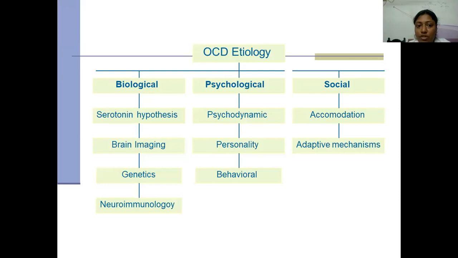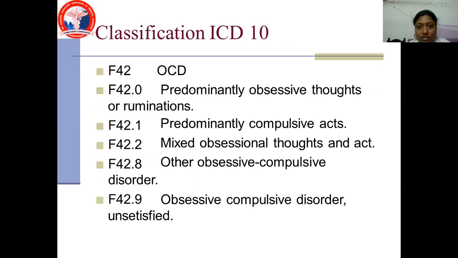Now, if we go to the etiology, we have biological, psychological, and social. In biological, we always have the serotonin hypothesis, brain imaging, genetics, and neuroimmunology. In psychological etiology, we have psychodynamic theory, personality theory, and behavioral theory. And in social, we have accommodation and adaptive mechanisms.